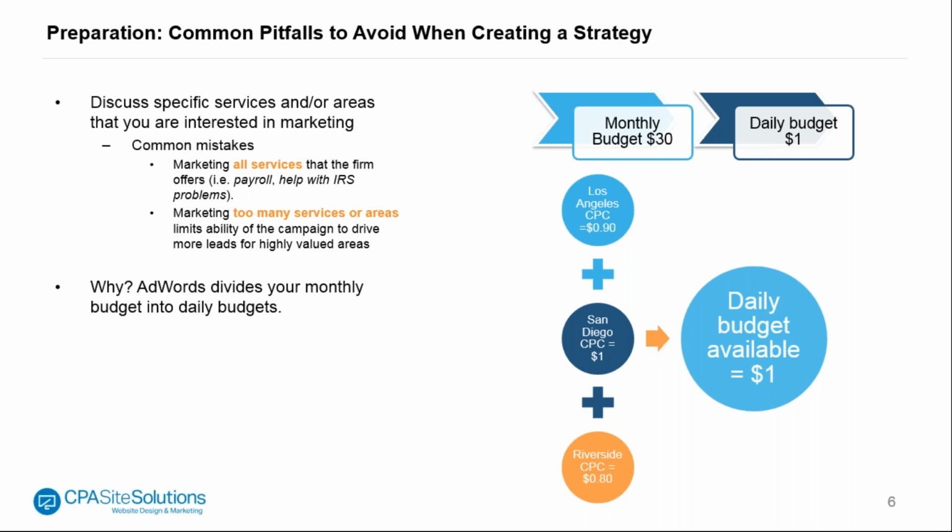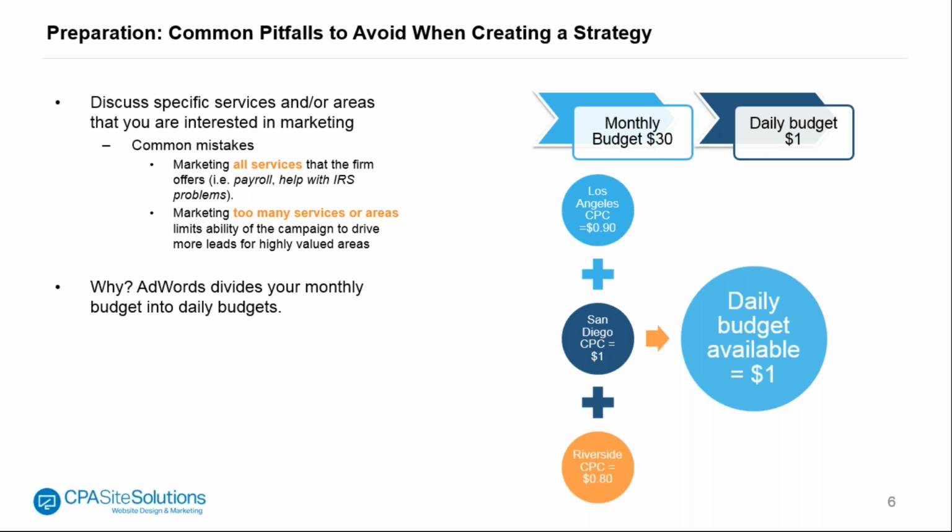So, why is that? Well, that's because your AdWords campaign is going to divide your monthly budget into a daily budget. Say for example, just to make it easy, you have a monthly budget of $30. And that divided throughout the month is going to be roughly $1 for every day. Now let's say, for example, that the cost for someone to click on your ad in Los Angeles is 90 cents. And let's say that you also want to target San Diego. The cost per click in that area is $1.